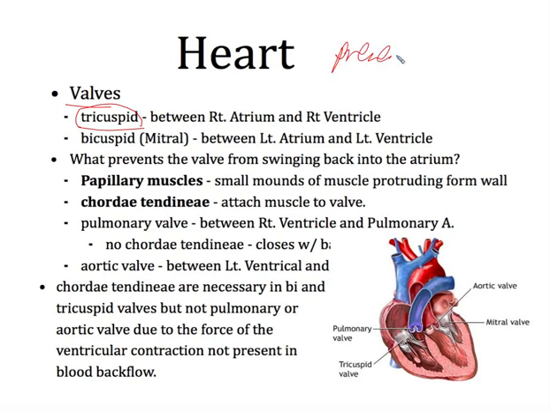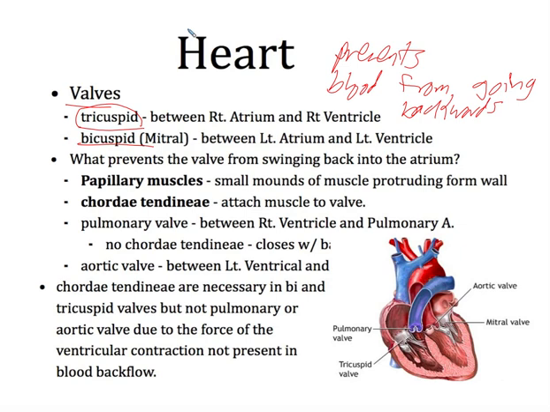So it prevents blood from going backwards. And that's what both of these do. So the first one prevents blood going back into the right atrium. The second one prevents blood from going back into the left atrium. Okay. And again, it's either tricuspid or right atrioventricular. On the other side, your left atrium and left ventricle are separated by your bicuspid, also known as the left atrioventricular or your mitral valve. Okay.